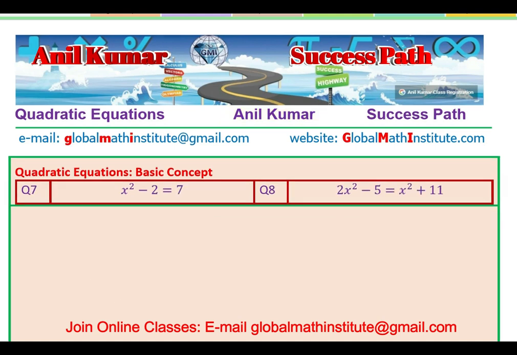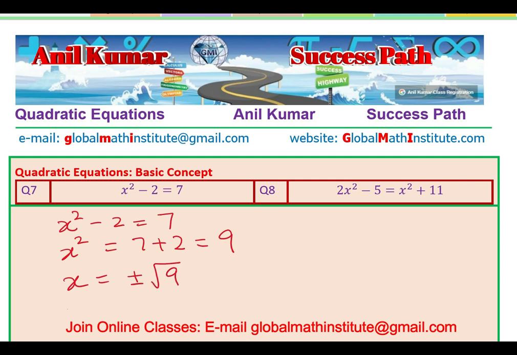So let's move on and take up the next question, which is x squared minus 2 equals 7. Well, let's rearrange. x squared equals 7 plus 2, which is indeed 9. And therefore, x equals plus or minus the square root of 9. And what is the square root of 9? It is 3. So we have two solutions in this case, plus or minus 3. Clear, right?